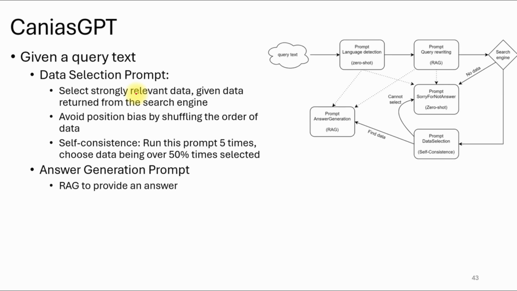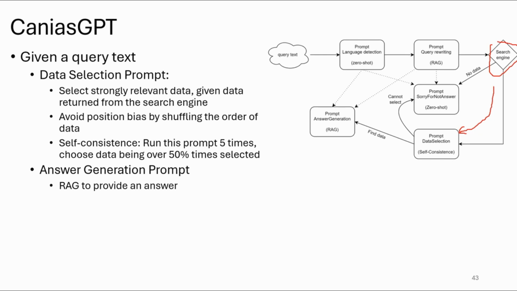Okay, so now how to avoid the position bias. Let's say now we have a search engine and we already retrieve many data. In the search engine, first we have to make sure that we select strongly relevant data. Is this Elasticsearch? The hybrid search, yes. In the search I apply the hybrid search.